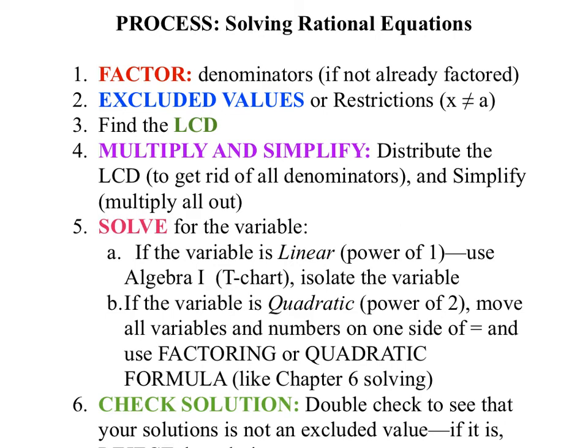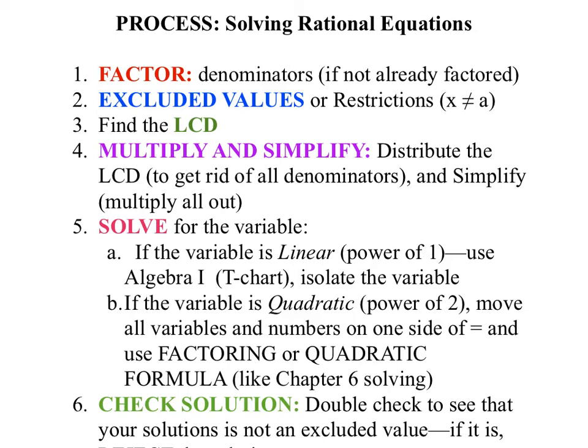Otherwise, when we're down at step 6, we're going to have to reject the solution. Step 3 is finding the least common multiple, or the least common denominator. Step 4 would be to distribute and multiply this LCD, and at the end of this step we'll be getting rid of all the denominators. Then we're ready for step 5, which is solve for the variable.